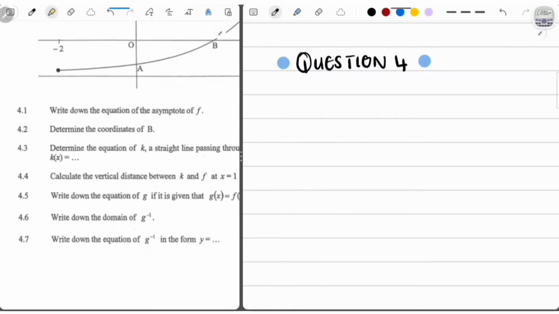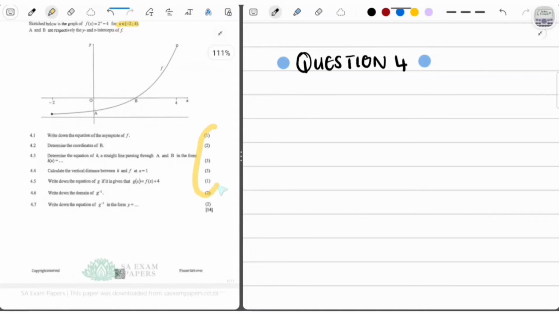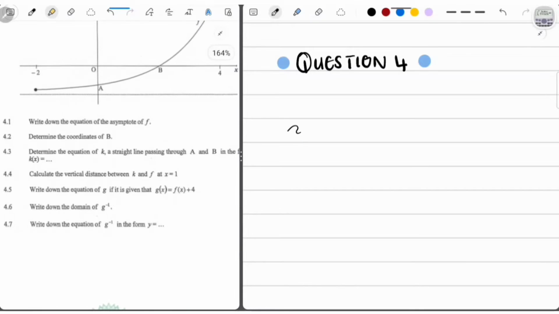Okay, the first question, usually simple ones. You see, usually these questions are your places to score marks. If the last question gives you a headache, just skip. It is better to lose 2 marks than to spend 10 minutes on a 2-mark question. Okay. Then we have 4.1, which says determine the equation of the asymptote of f.